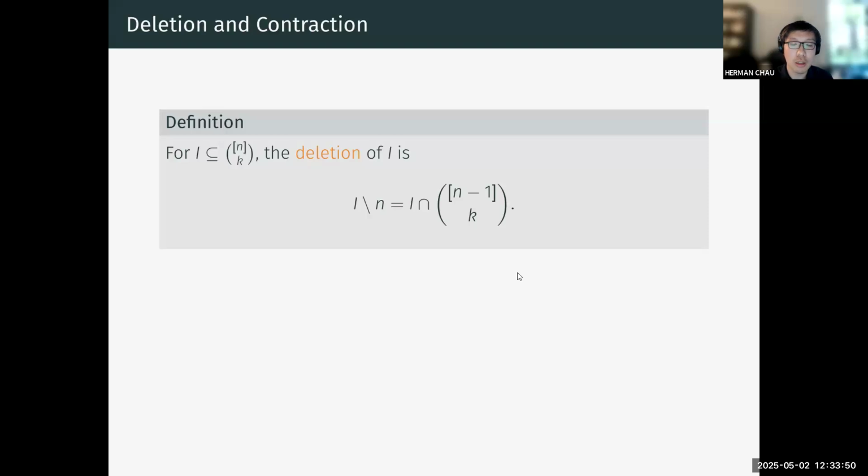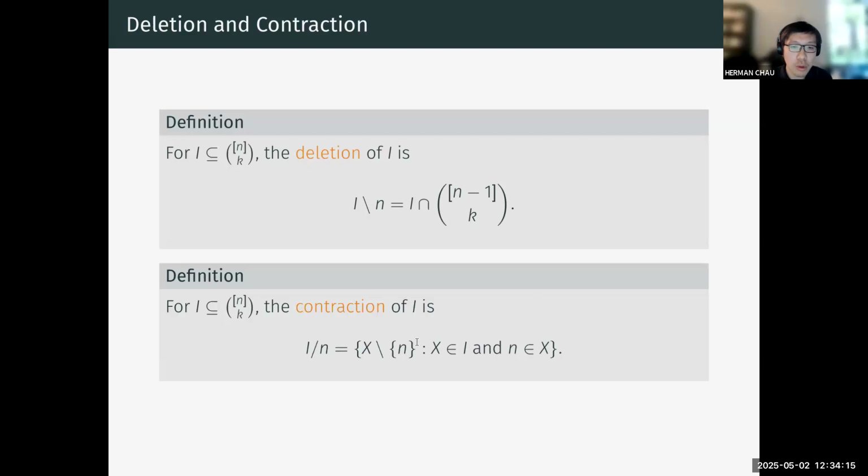So both deletion and contraction here are defined in analogy with deletion and contraction for matroids. The first thing is, for a subset of size k, the deletion, where we delete the element n, is we look at all the subsets that don't contain n. So we intersect with bracket n minus 1 choose k. And then the contraction is, again, we're just contracting by the element n. We're looking, in this case, at all the subsets x inside of I that contain n, and then we remove the value n from it.